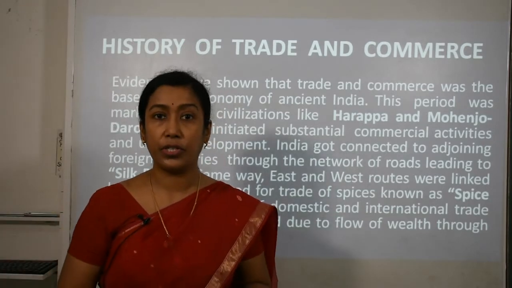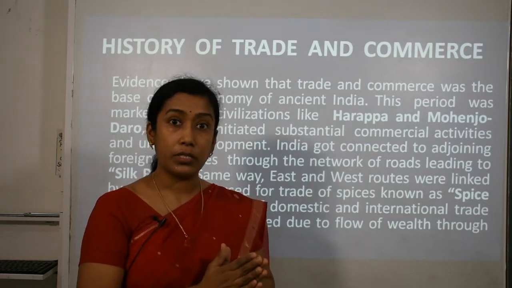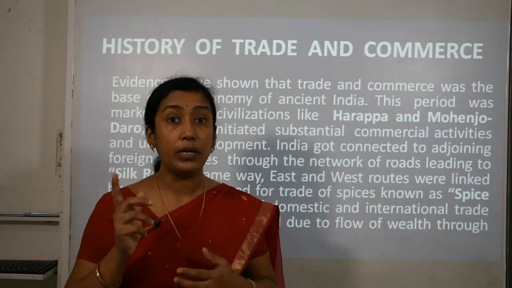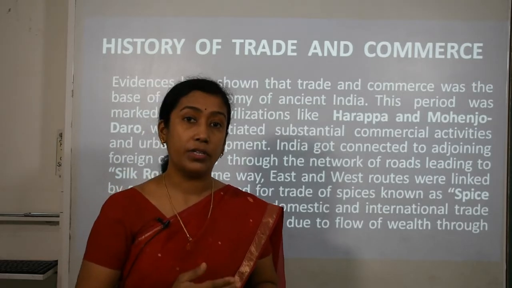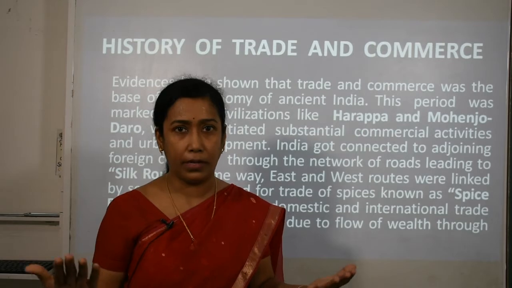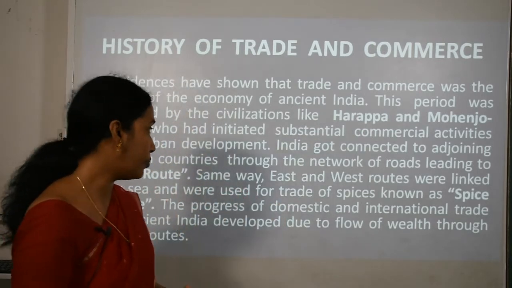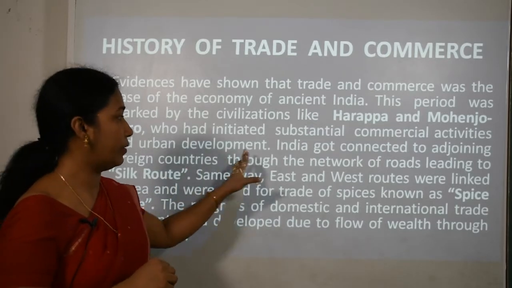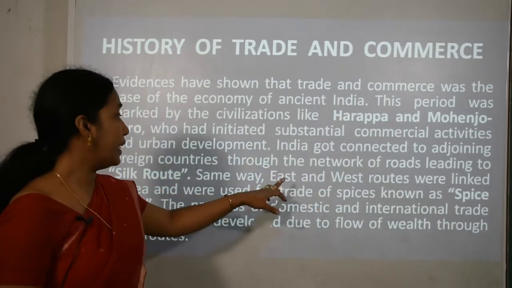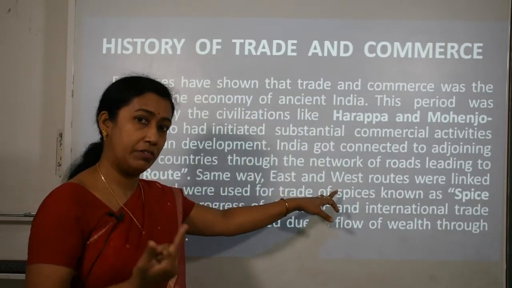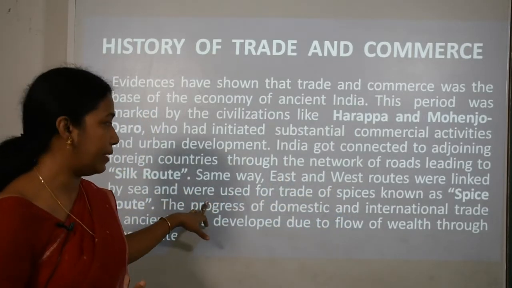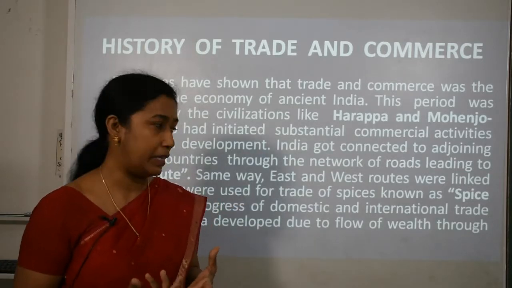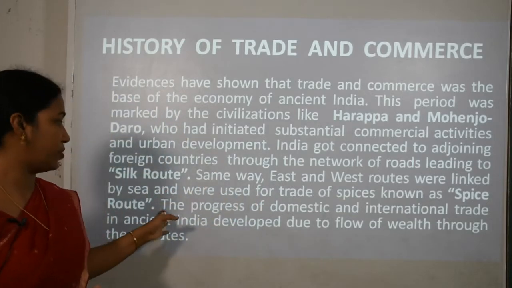As you have studied in social studies also, our country was rich and had an abundance of natural resources, for which it got worldwide reputation, especially our cotton, jute, silk, spices and many other goods. So it was the Silk Route which connected various cities and countries through a network of roads. The east and west routes of the country were linked by sea and were used for the trade of spices. Spices means masale, and this was known as the spice route.